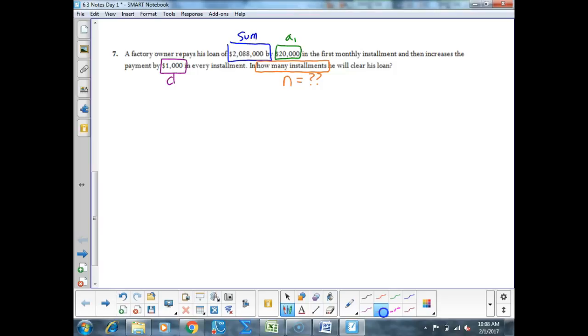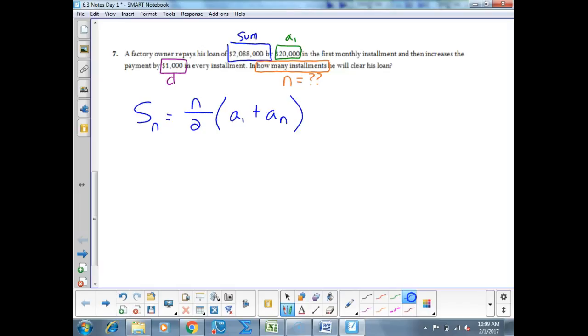Okay? Now, we've got two formulas that we can use, right? We've got the sum of the first n terms is n over 2 times a sub 1 plus a sub n. That's our one formula. Do you think we're going to use that formula? Why, yes. Why are we going to use that formula? I even color-coded it for you. Because we have the sum. So we're going to have to, at some point in time, use the sum formula, because we have the sum.